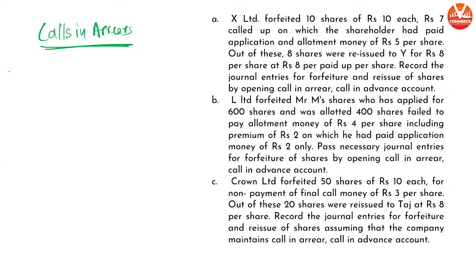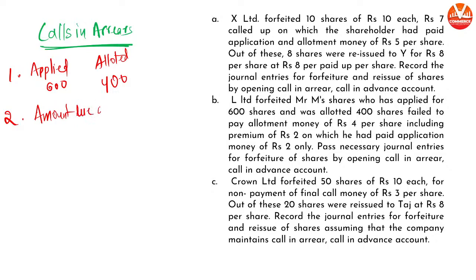So the first step, we have applied number of shares 600. We have allotted number of shares 400. So there is nothing to do in the first step because applied and allotted both are given. Now the second step is to find out amount due on allotment. So 400 allotted shares multiplied by allotment 4. So allotment due is 1600.